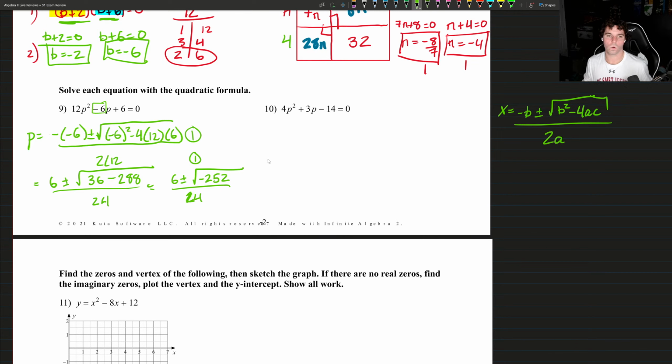Where you get the other half credit is actually being able to simplify this square root of negative 252. Now, this is where the imaginaries come in. So I'm going to take the square root of negative 252 over here. And we can rewrite this as the square root of negative 1, and we can take a 4 out of 252. Actually, we can take more out of that.